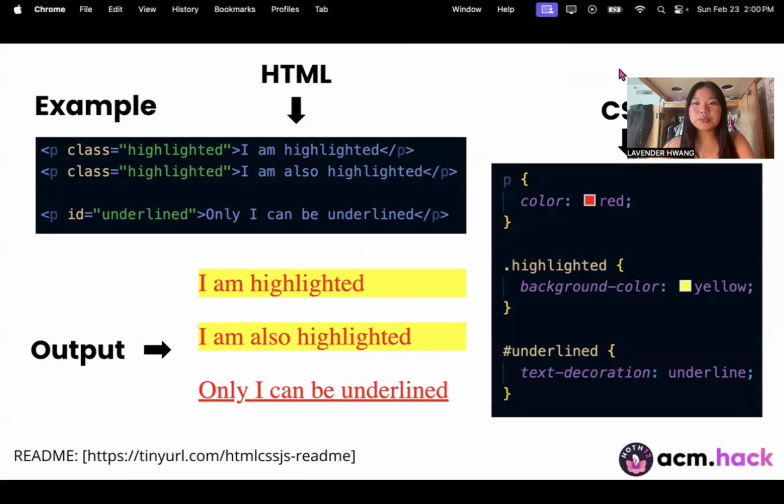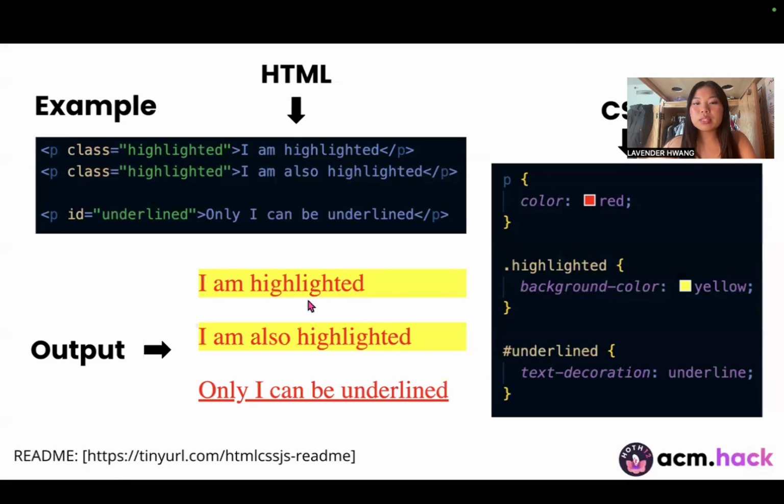So as you can see here, everything is red because the element selector said make all paragraphs red, and all of these are paragraphs, so they're all going to be red. But only these two are highlighted because only these two have the class of highlighted, and then only this last one's going to be underlined because it has the ID of underlined. So hopefully that gives you more of an idea of what I mean by class, ID, and element.